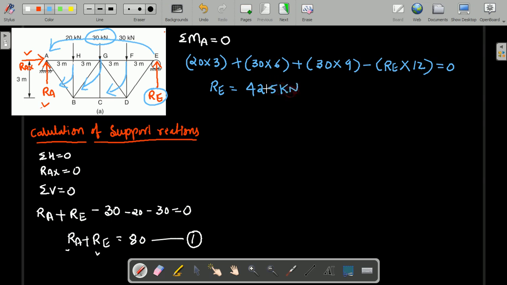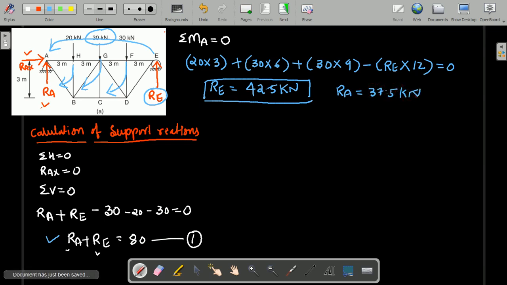You just check it once, whatever value you get by the simplification. This is the Re value. We have equation 1, Ra plus Re is equal to 80. Just substitute that, and you will get the value of Ra as 37.5 kilonewton. So, these are the support reactions Ra and Re of the different supports provided for the truss. So, the first step, the calculation of the support reactions, is over.